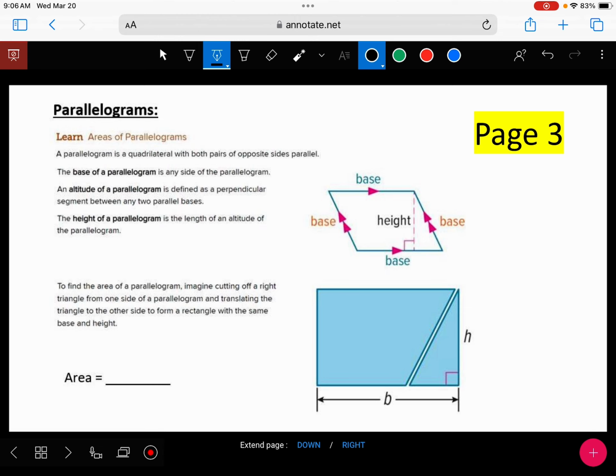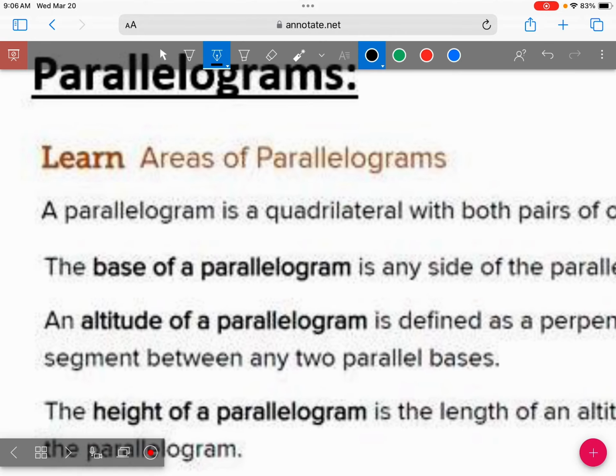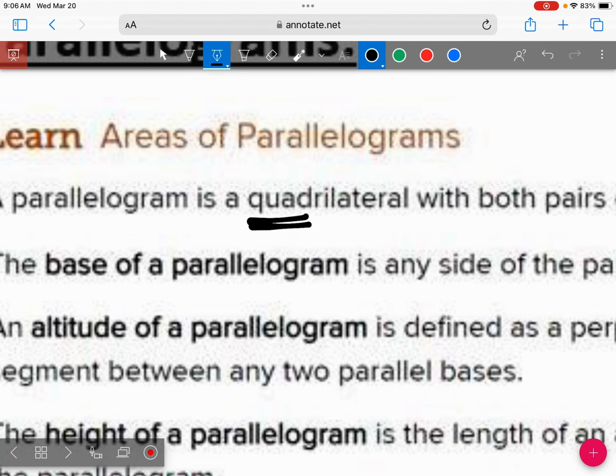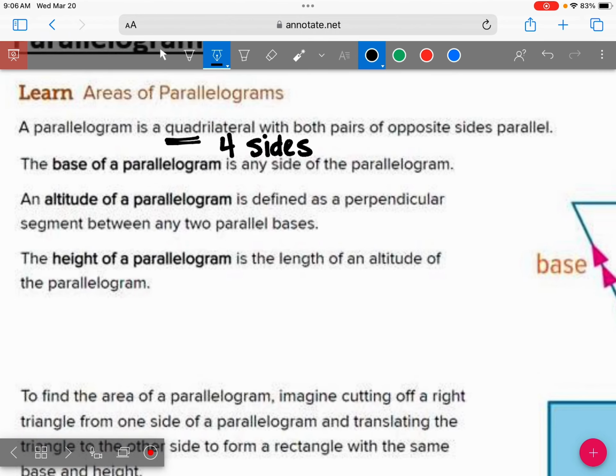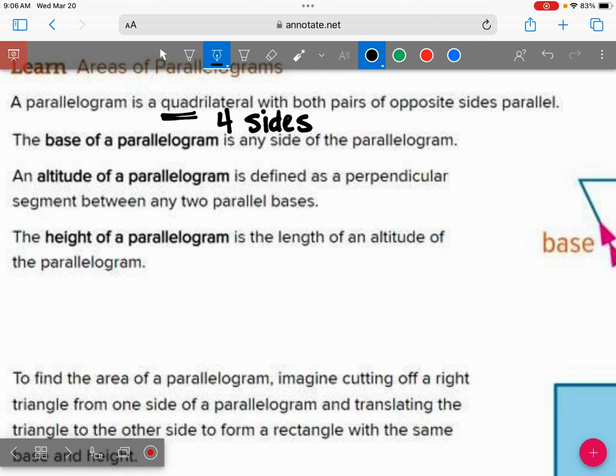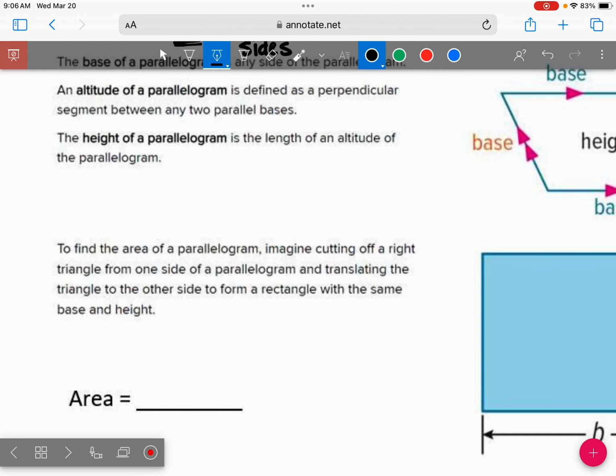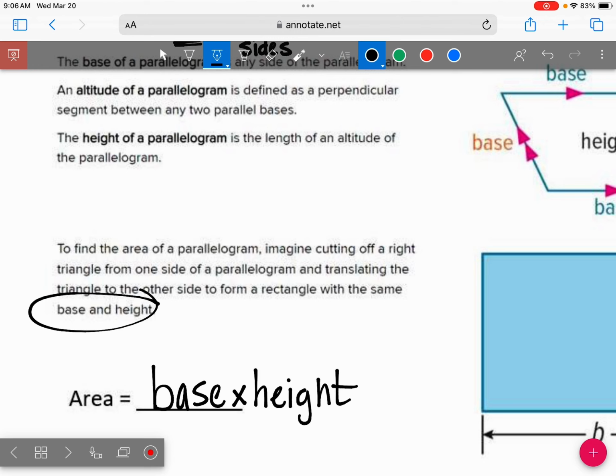So a parallelogram, first of all, does anyone know what this word quadrilateral means? Quad. How many sides do we have for a quad? 4. Yep, 4 sides. That's all a quadrilateral is. And there's a lot of different types of quadrilaterals. So we're going to talk about a parallelogram. But the main thing to keep in mind is that when you're trying to find the area, it has to be base times height. Base times height. That's your formula for a parallelogram.